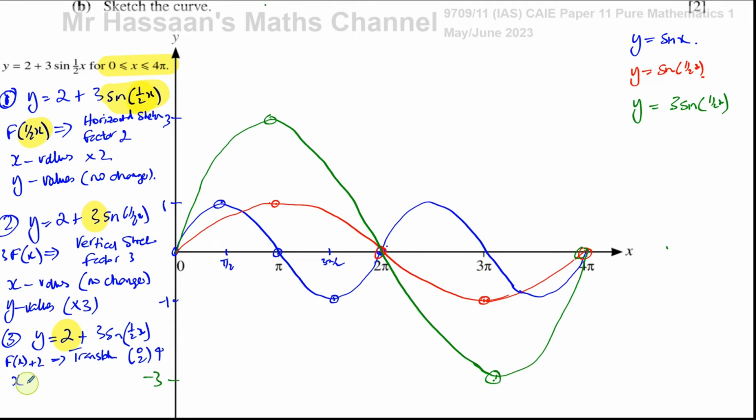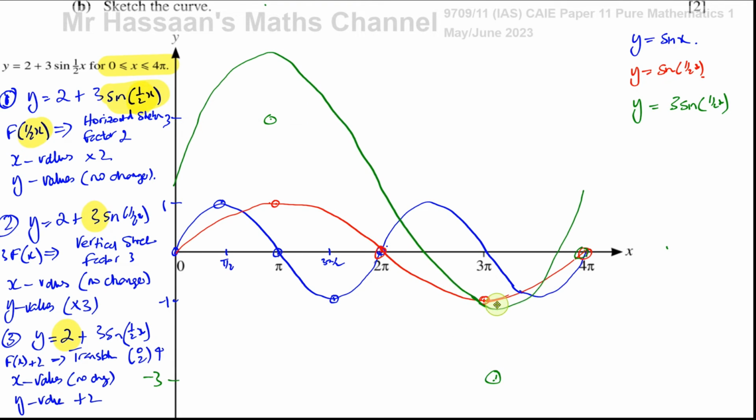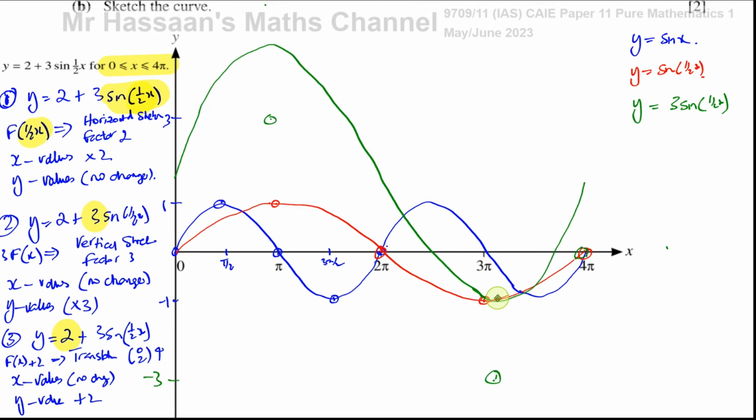In this case, the x values again have no change. But the y values, we add 2 to them. So basically, the whole of this graph shifts up 2 spaces. I've kind of run out of space here, but there should be a 5 here. That should be 2. That should be -1, and that goes back up to 2 again. So it's something like this. That's how the final graph should look.